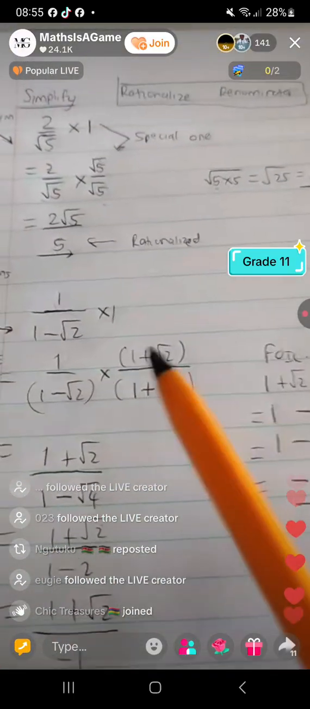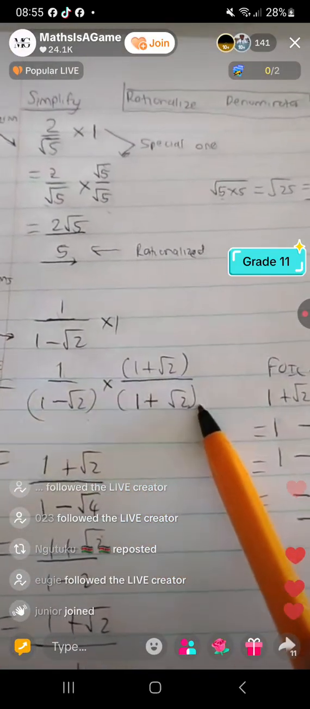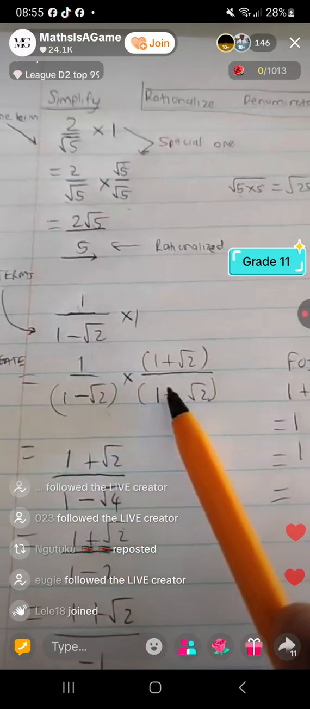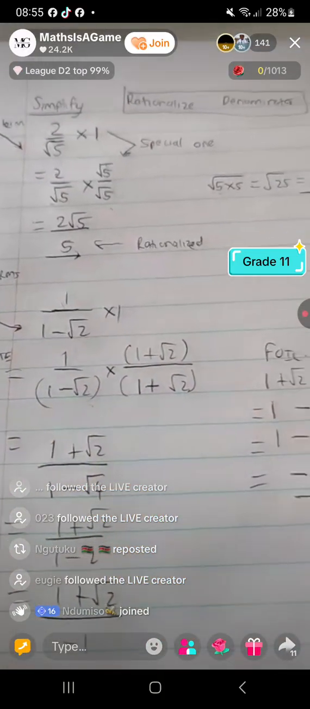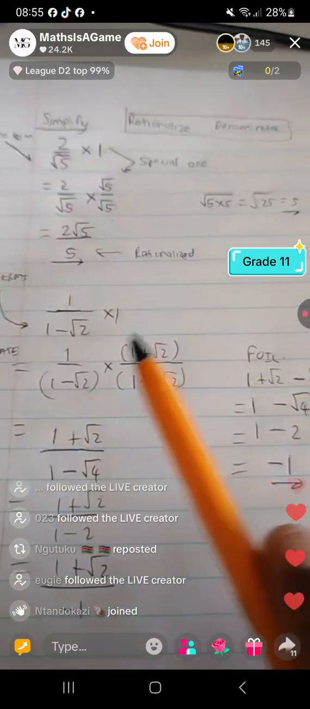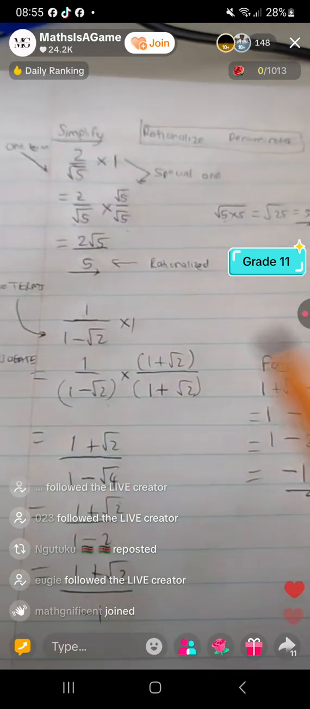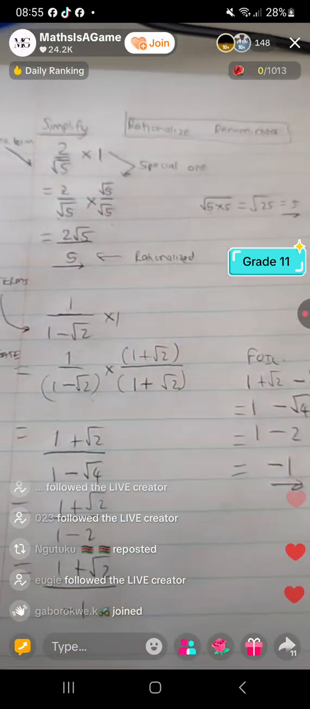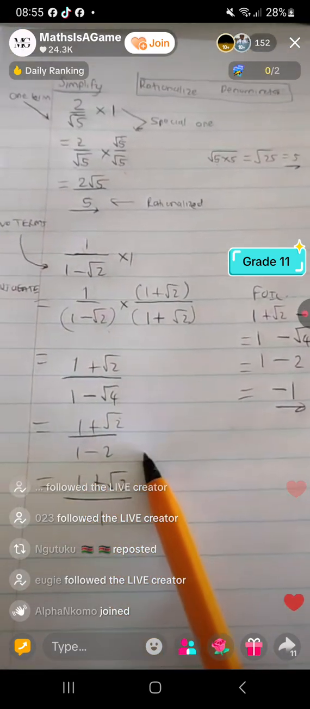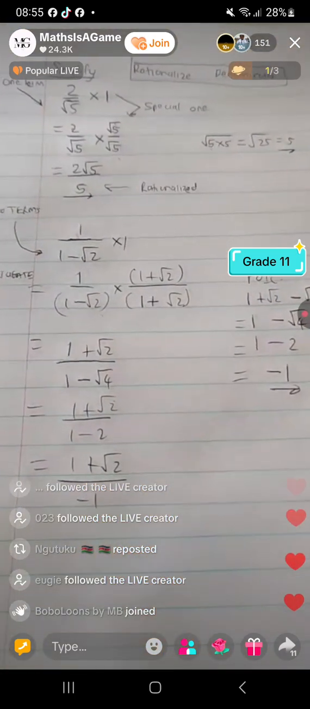What is a conjugate? A conjugate is terms that are the same as the denominator but just with a different sign in between. So this is like we are forming the reverse of a difference of two squares. The whole objective is so that we eliminate the root. It's no longer going to feature in the denominator. As you can see, no square root in the denominator.